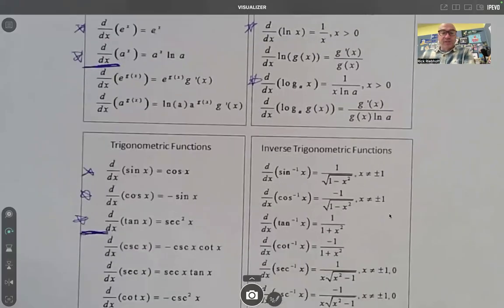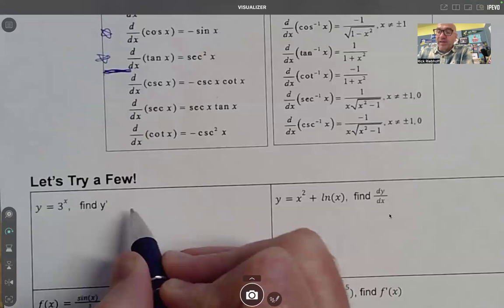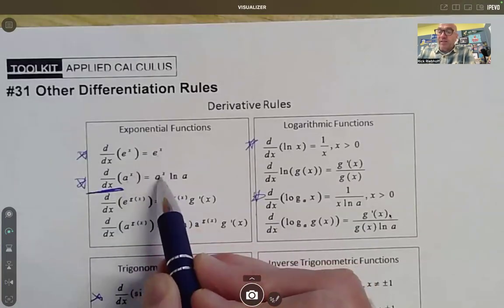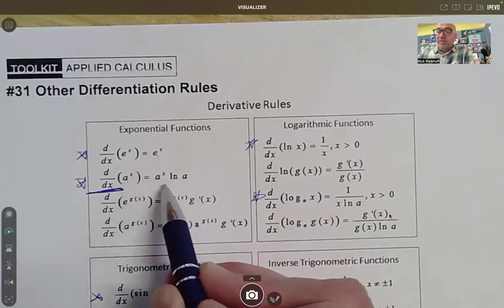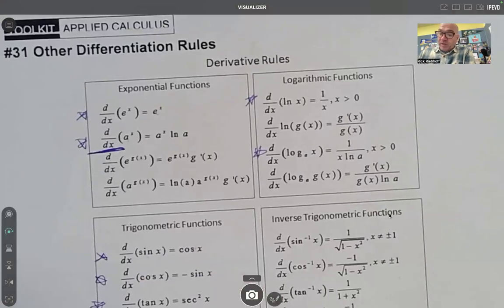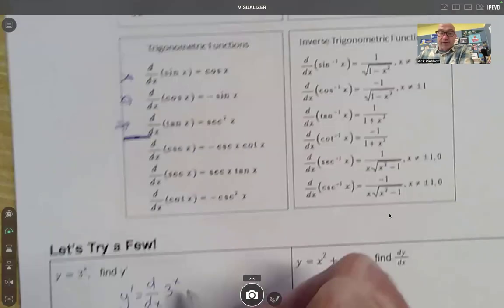All right, cool. So let's try a few. If y is equal to 3 to the x, find y prime. So that's going to be this rule. It's not e to the x, it's some base to the x. So when we find the derivative of 3 to the x, y prime is equal to d/dx of 3 to the x.